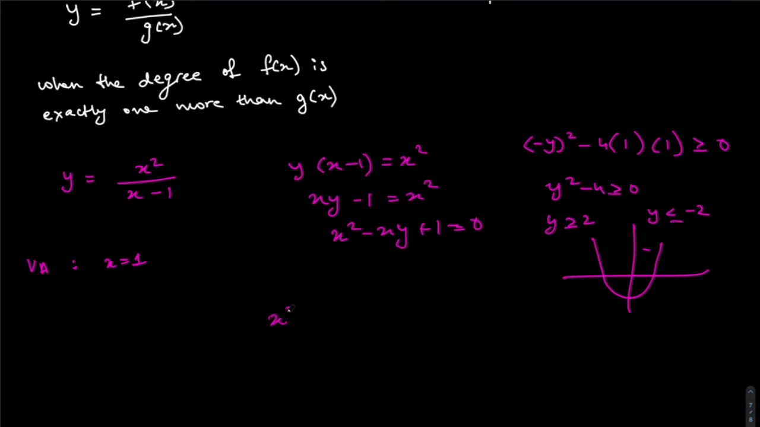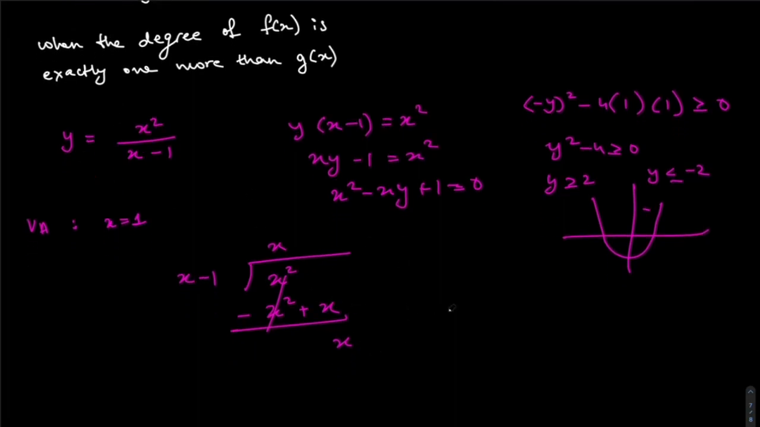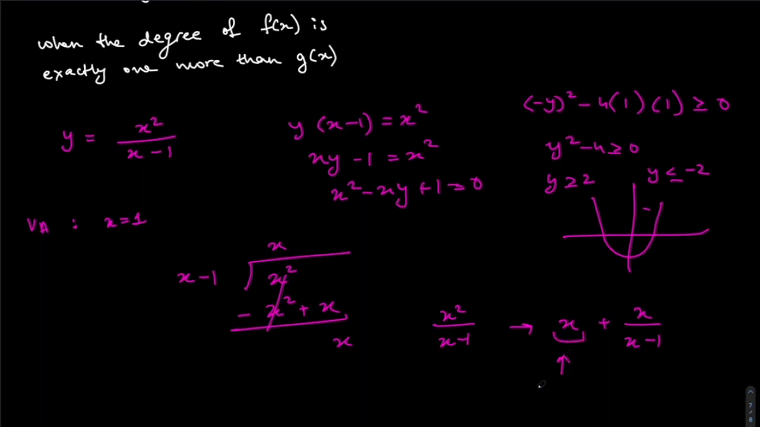So if I do long division of this, if I put x here, then I'm going to get x squared minus x. Subtract this, this will cancel, and I'm going to get x here. So I can write x squared upon x minus 1 as x plus x upon x minus 1. That's how I can write it. So this part is my oblique asymptote, or I can say y equal to x is my oblique asymptote at this point.